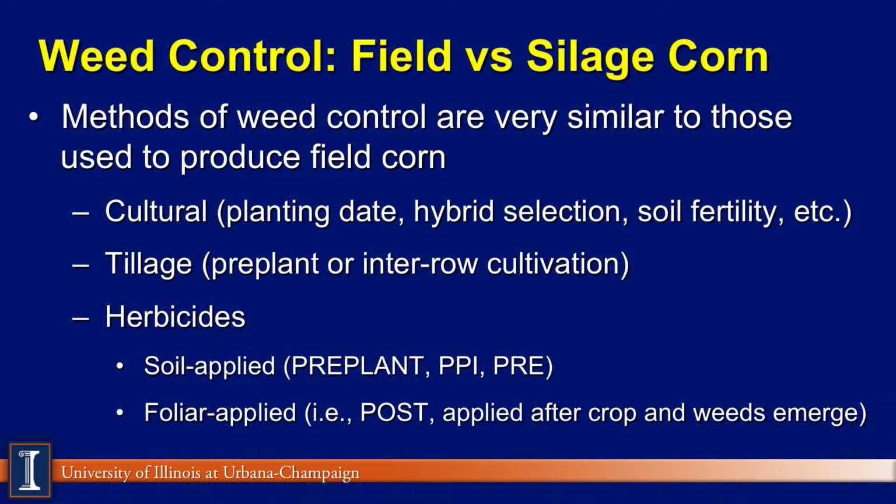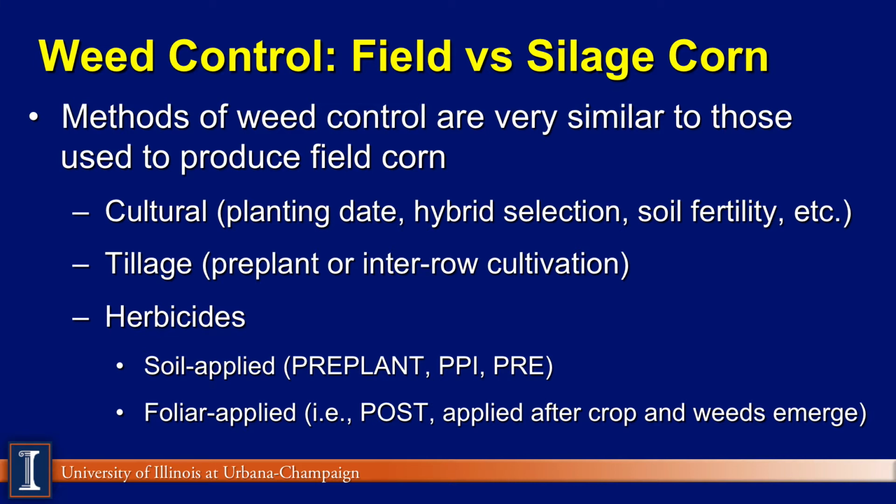So, thinking about the concept of weed control in field corn and silage corn. In general, the methods of weed control are going to be very similar between field corn and silage corn. Some of the main techniques that we use to control weeds would fall into one of these three categories. Cultural practices are those that the farmer is able to manage or control, for example, anything from planting date to adequate soil fertility to the hybrid selection to the seeding rate. Any of those factors would allow the crop to become very quickly established in the field.